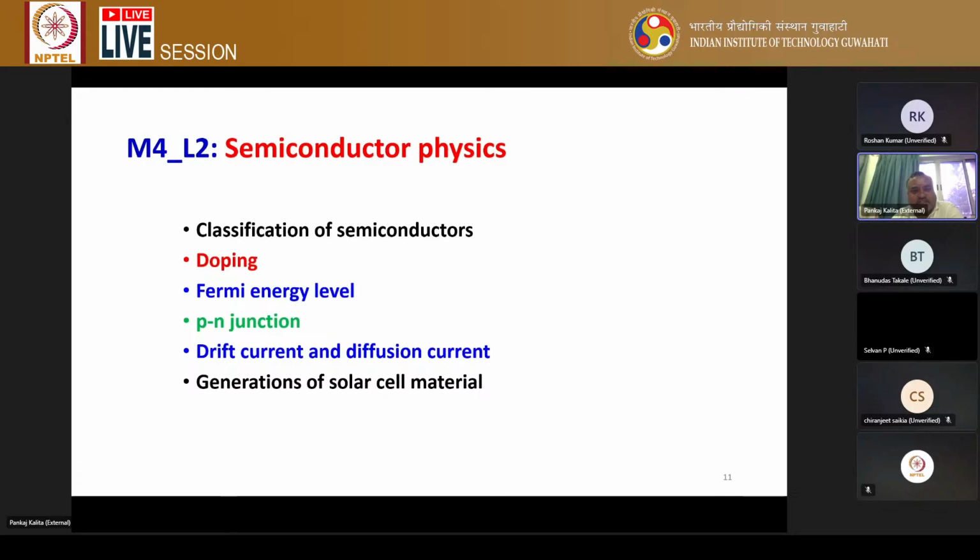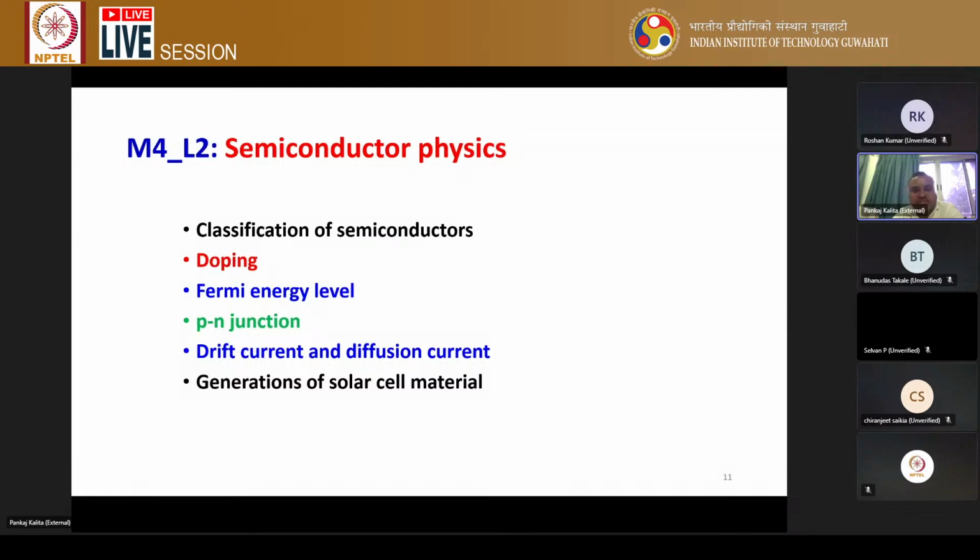In lecture 2 of module 4, semiconductor physics was discussed, because this is the foundation. Otherwise, it will be very difficult to understand the workability of semiconductors. So we started with classification of semiconductors, whether intrinsic or extrinsic, and then doping, what kind of dopants are used, then the Fermi energy level, then the PN junction, what is drift current and diffusion current.